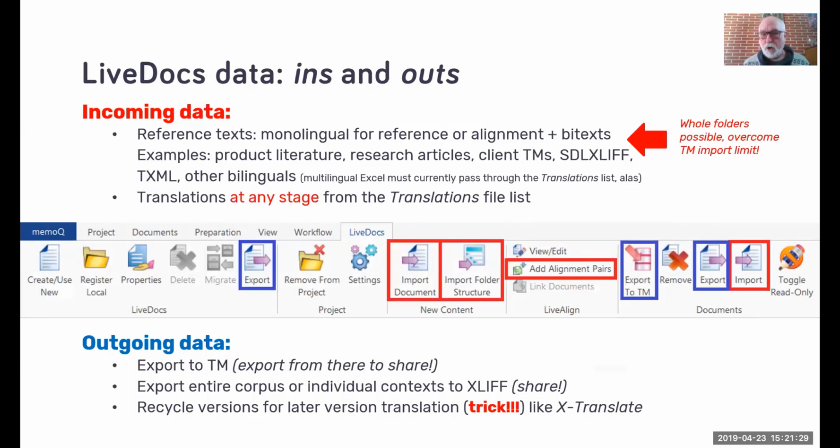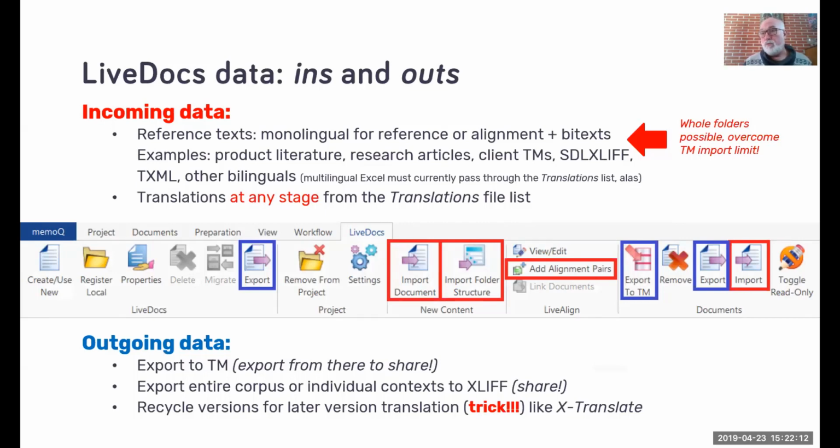The red boxes are the commands in this ribbon that have to do with bringing data in, some kind of an import for one purpose or another, and the blue boxes are for sending data out of LiveDocs to something else or somewhere else. And yeah, what is all of this? Well, the incoming data might be monolingual texts of any kind. It can be a copy of the original file that you're translating from PowerPoint or Excel or whatever format you're using.